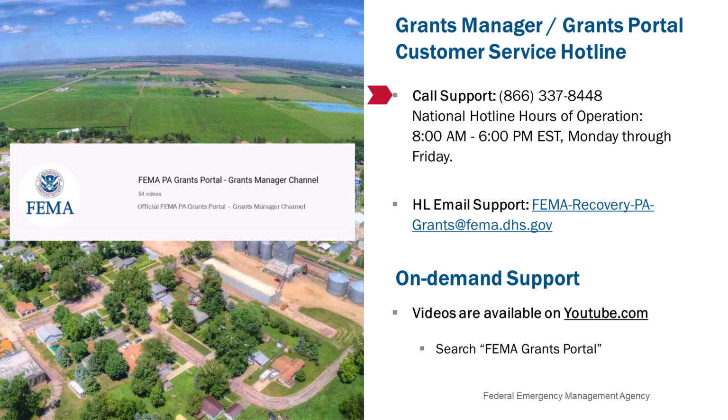For technical assistance with Grants Portal or Grants Manager, you can call the PA Grants Portal Grants Manager hotline at 866-337-8448. National hours of operation are 8 a.m. to 6 p.m. Eastern, Monday through Friday. The hotline can also be reached by email at FEMA-recovery-PA-grants@fema.dhs.gov.